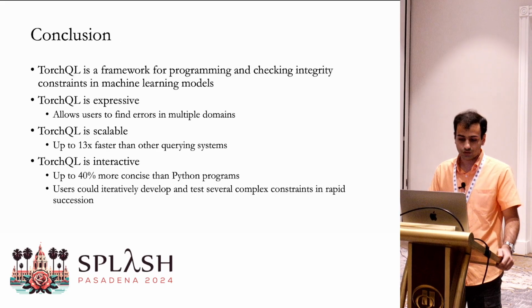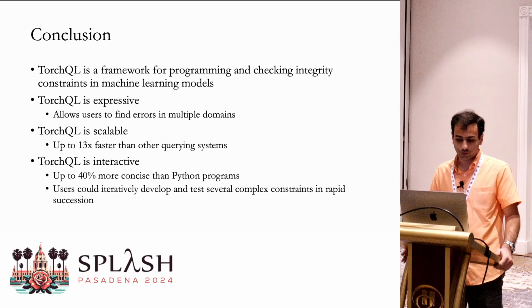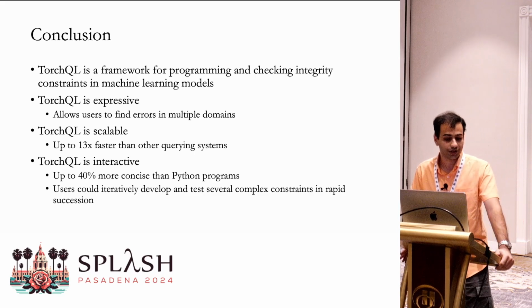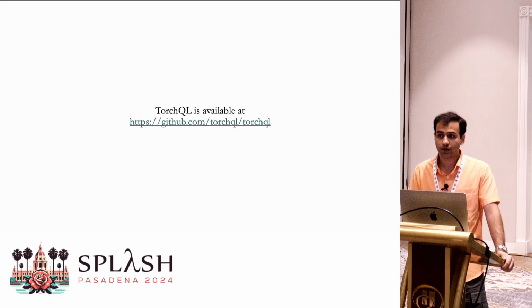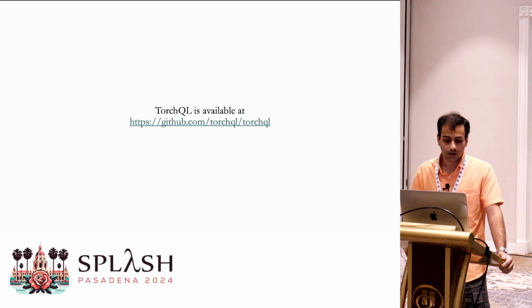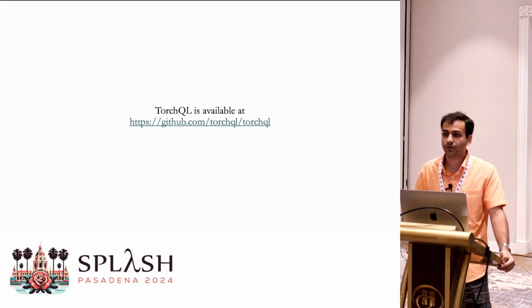And so in conclusion, we're proposing a framework for programming and checking integrity constraints. And we showed that TorchQL is expressive, scalable, and interactive. And the code for TorchQL is available on our GitHub in case you want to try it out and give us feedback. And yeah, thanks for listening to the talk.